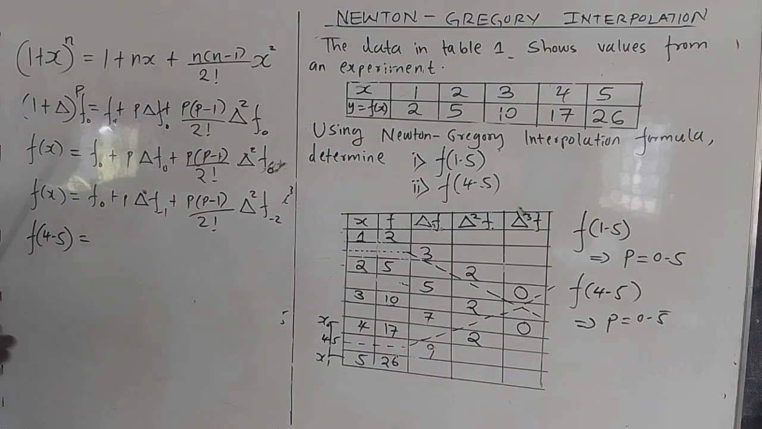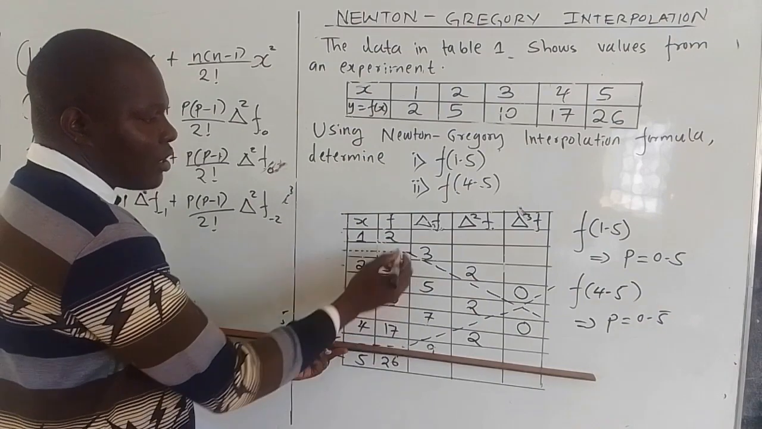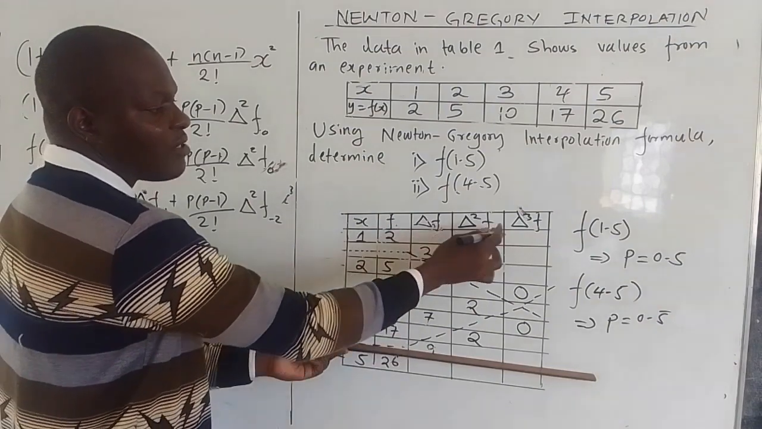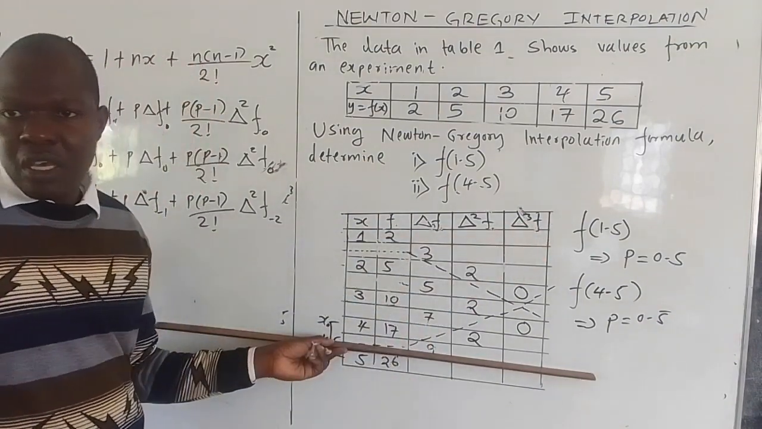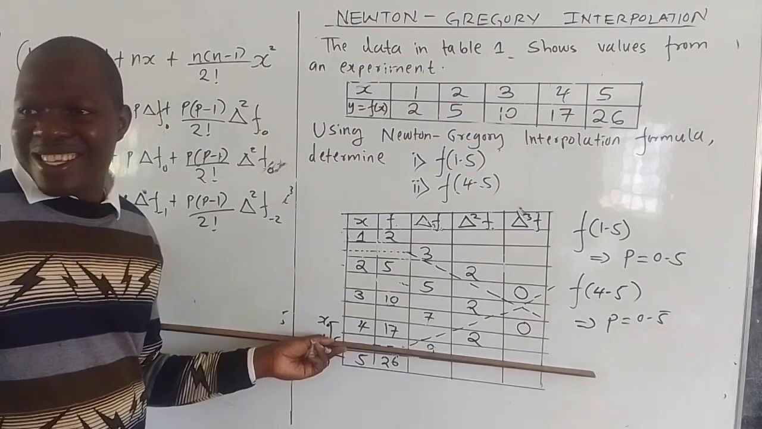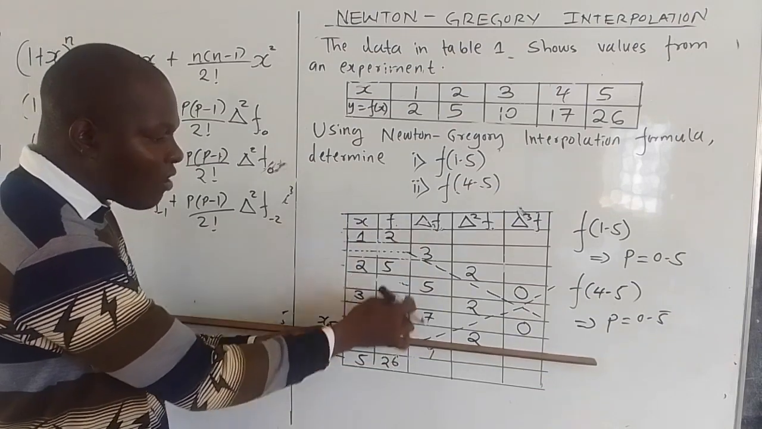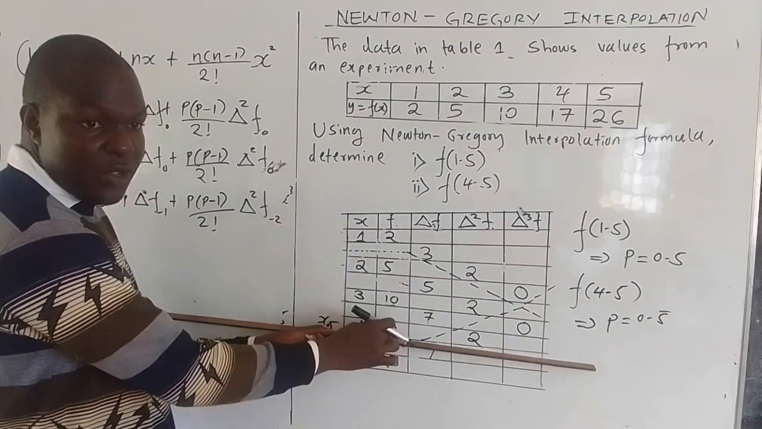So what is f naught? Go where your 4.5 is. What is f naught? Here. So this is now f naught, f negative 1, f negative 2, f negative 3. We cannot put them there because there's a time when they are forward, there's a time when they are backward, isn't it? So your f naught, the first value of f, are you seeing that?